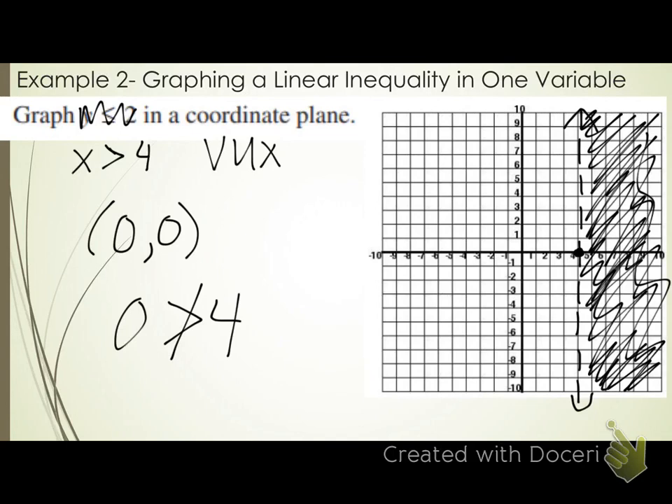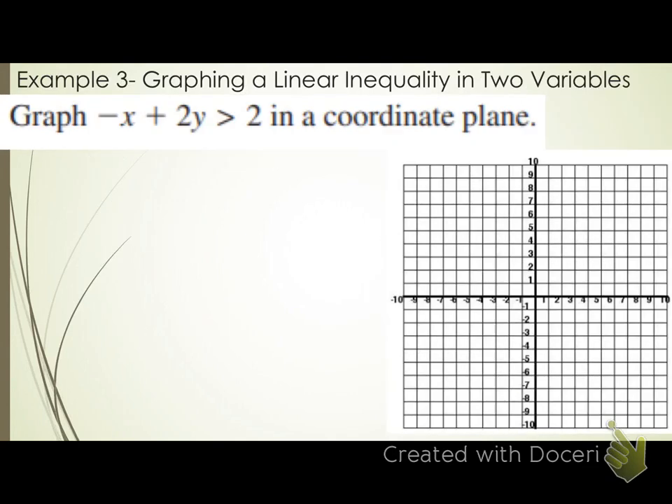Questions on example 2? Let's move on. Graph negative x plus 2y is greater than 2 in a coordinate plane. Negative x plus 2y is greater than 2.